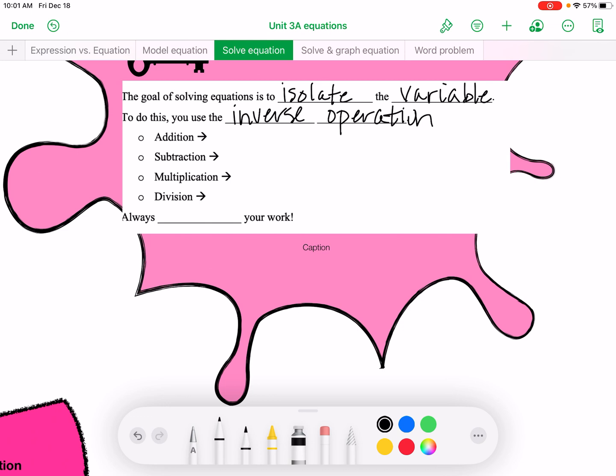The inverse operation of addition is subtraction. For subtraction, it would be addition. For multiplication, it would be division. And for division, it would be multiplication. And you will need to always show your work.